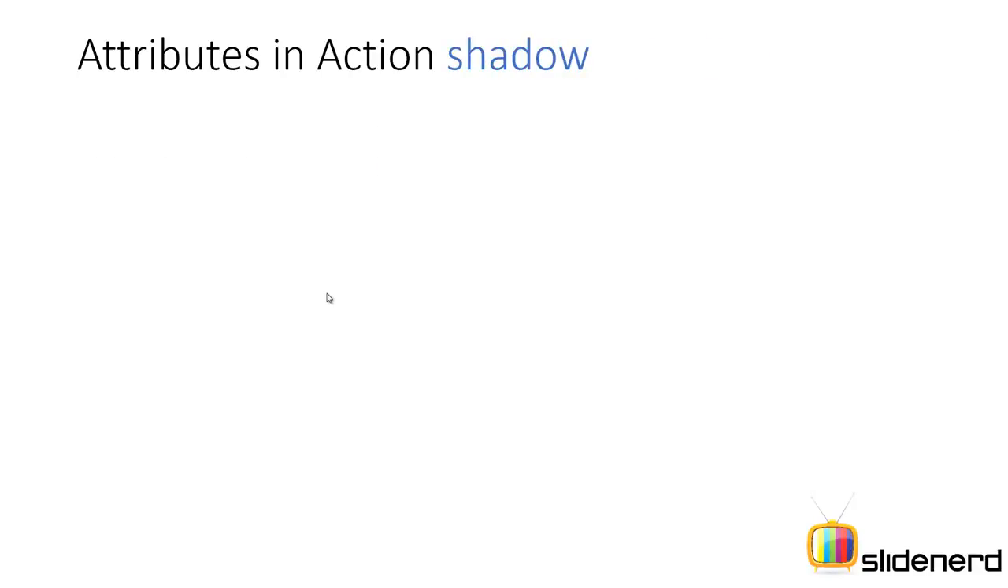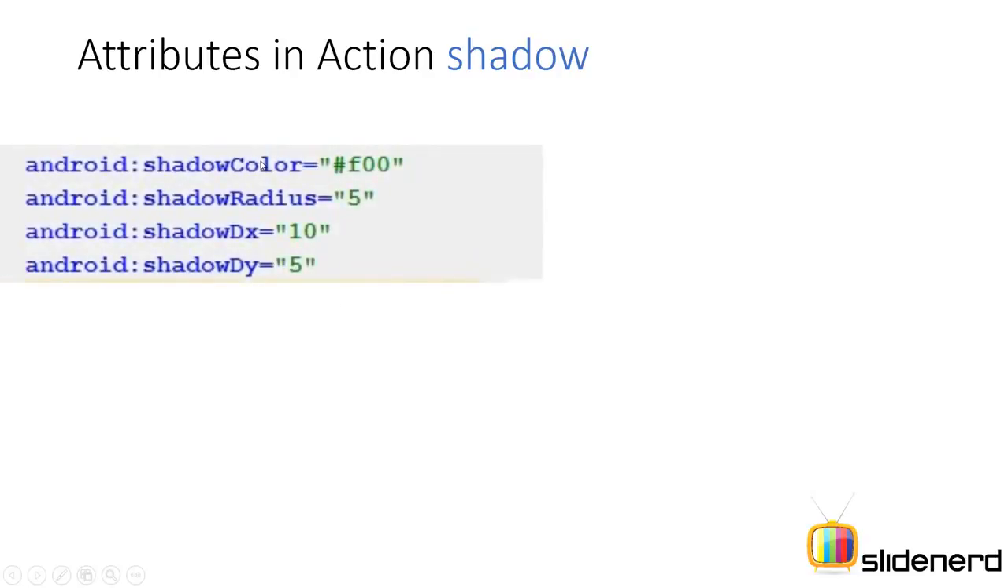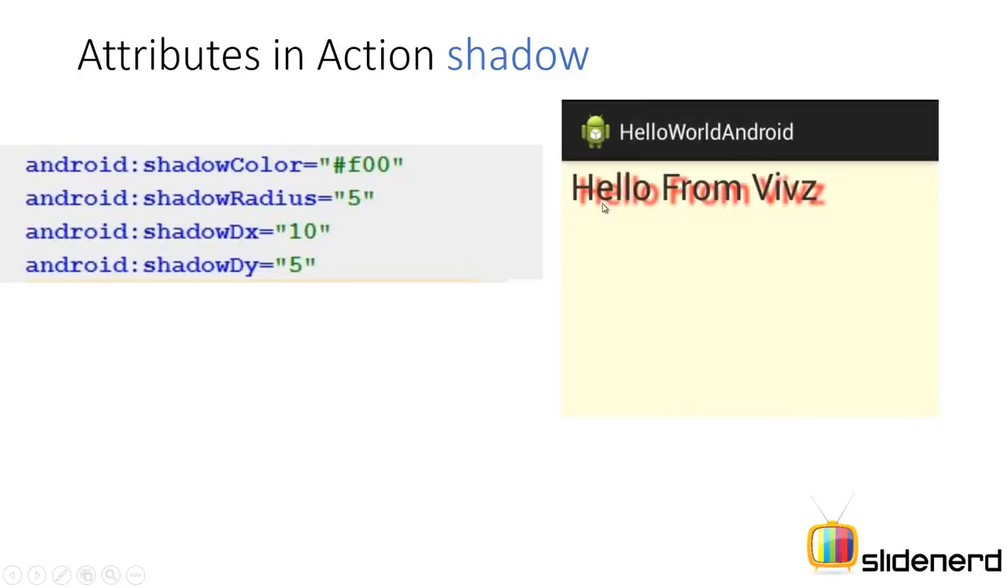And last but not the least, we have the shadow. We can have four attributes. The shadow color, I have given red over here. The shadow radius, any value, 5, dx 10, and dy 5. Now take a look at what happens. Here, as you can see, there's "hello from V" as my text, and there's a shadow which is red in color, just the way I've specified over here.